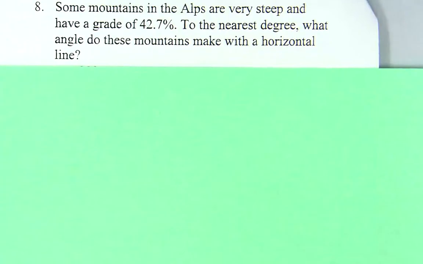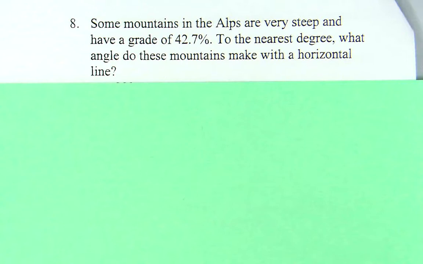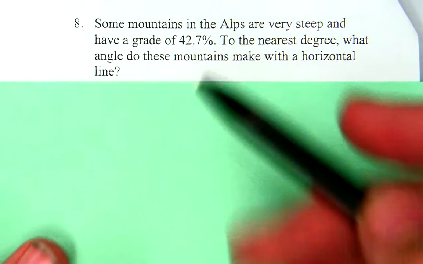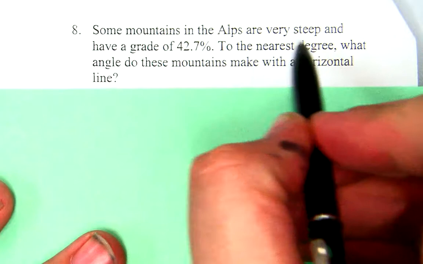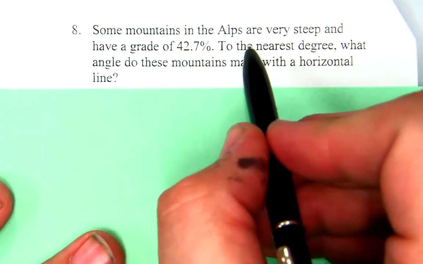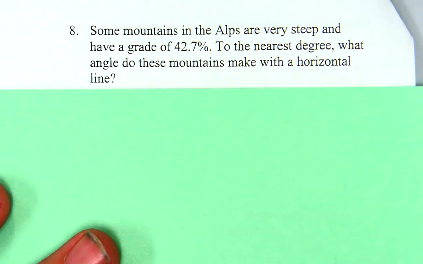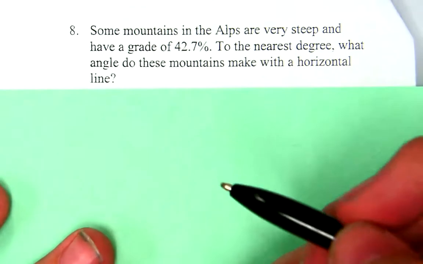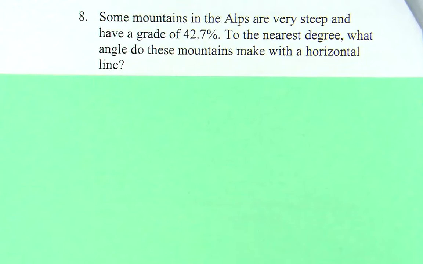Hi everybody. There were some questions today about mountain grades, and especially problem 8 on our quiz review. It says some mountains in the French Alps are very steep and have a grade of 42.7%. Now, in order to do this problem, we have to understand what a mountain grade actually gives us.